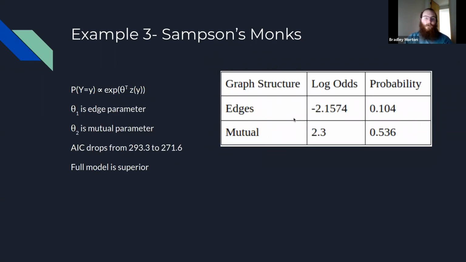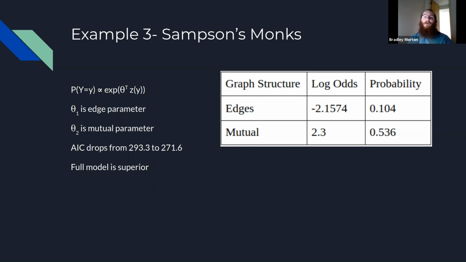So when we make the full estimate, we have theta 1 as our edge parameter, theta 2 as our mutual parameter, and then we have the probability of an edge occurring is about 0.1 if there is not another edge. If there is another edge, you add together these log odds, so that'll be the log odds of an edge occurring, and the log odds of it matching another edge in the opposite direction, and then the probability rises to about 0.53.